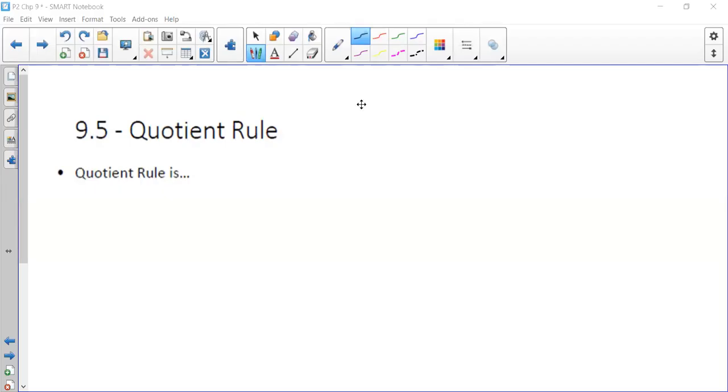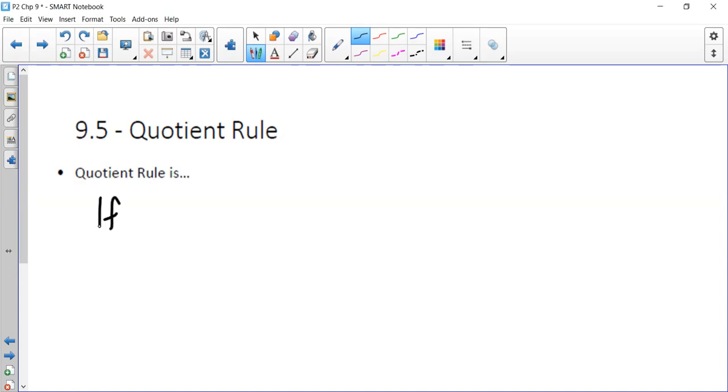Right, moving on. From last lesson, we did product rule and chain rule. We are looking at the last of the trio known as the quotient rule. So quotient rule, as you can imagine, quotient means divide. So quotient rule is a formula.